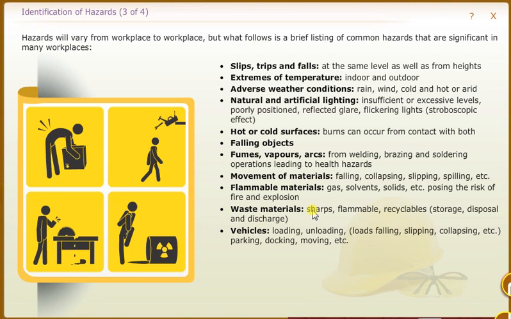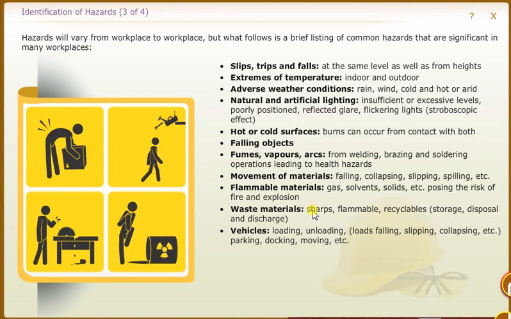Natural and artificial lighting: insufficient or excessive levels, poorly positioned, reflected glare, flickering lights, or stroboscopic effect. Hot or cold surfaces. Burns can occur from contact with both. Falling objects. Fumes, vapors, arcs from welding, brazing, and soldering operations leading to health hazards.